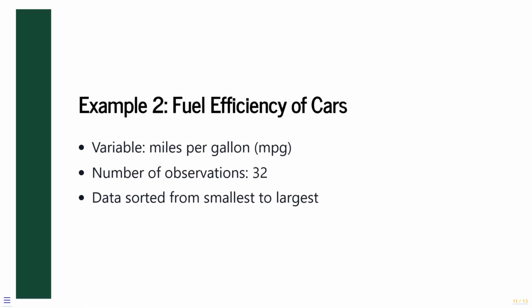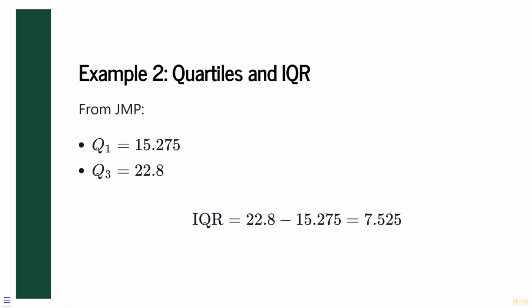Example 2 looks at fuel efficiency measured in miles per gallon for 32 cars. Using JUMP, we find the first quartile as 15.275 and the third quartile as 22.8. Taking the difference leads to an IQR of 7.525.